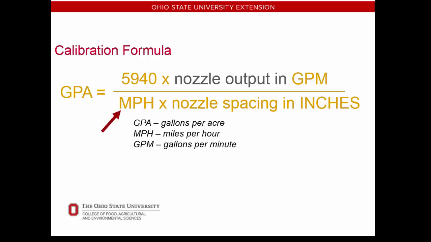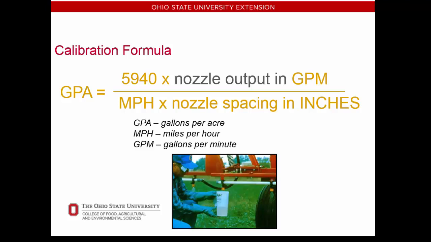Miles per hour tells us how far the sprayer moves over time. Nozzle spacing in inches tells us the width of the application. Width times miles gives us the area. 5,940 is a mathematical constant that converts the many units like minutes, hours, inches, and miles into a single number. This formulation simply measures output and area and is one method of calibration.